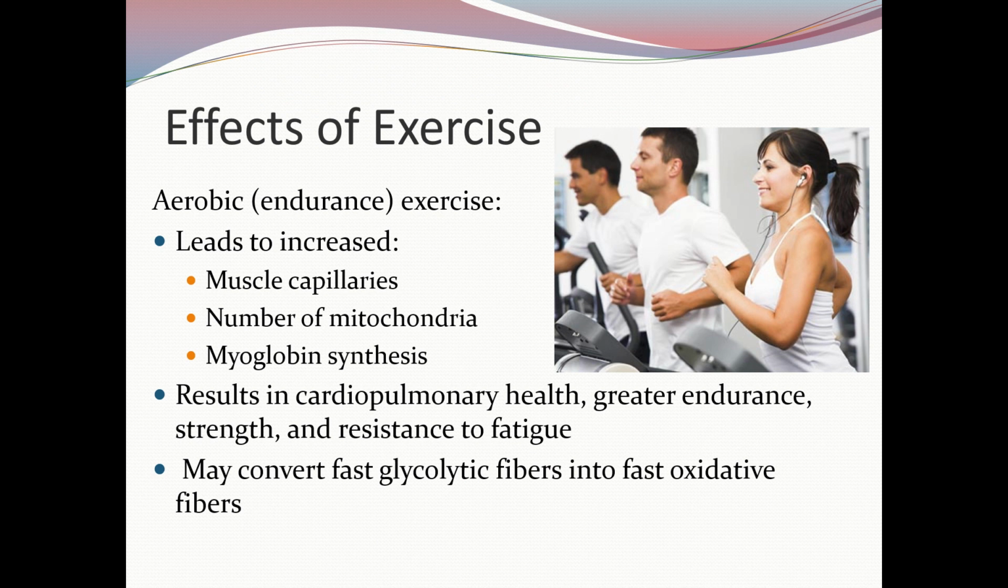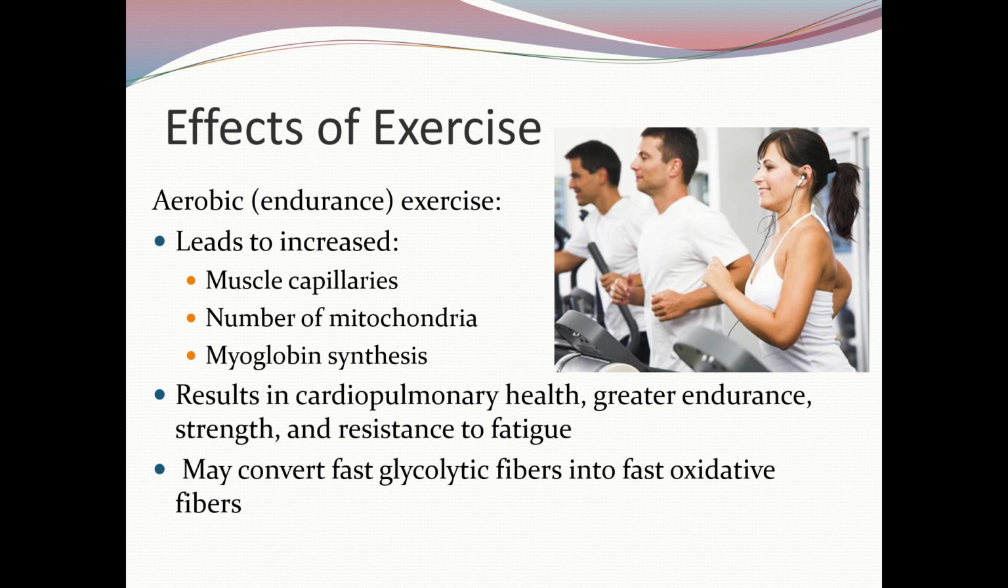So as far as the effects of exercise are concerned, aerobic exercise will lead to increased muscle capillaries, so increased blood flow coming to the muscles, an increase in the number of mitochondria because they're making more ATP, and an increase in myoglobin synthesis. So if you're confused what myoglobin is, I've mentioned it a lot. That's how the muscles will store their glycogen, basically, and also oxygen. So more particularly, the myoglobin is going to be storing that oxygen, because that's going to be akin to hemoglobin in the blood.